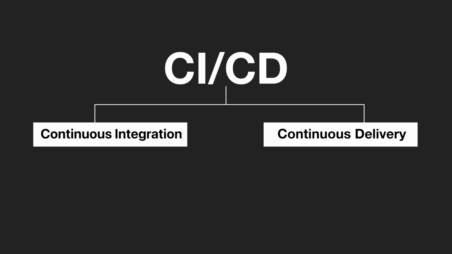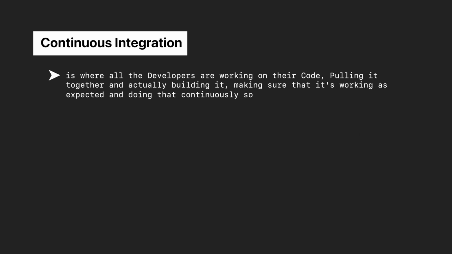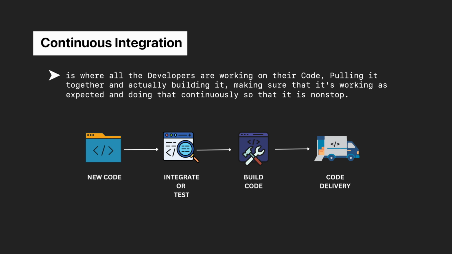Let's start with CI/CD. CI stands for continuous integration and CD stands for continuous delivery. Continuous integration is where all the developers are working on their code, pulling it together and actually building it, making sure that it's working as expected and doing that continuously so that it is a non-stop process. Every time there's new code, we integrate it, test it and build it, and then delivery comes in. And that's how you continuously push the new product out to the customers.